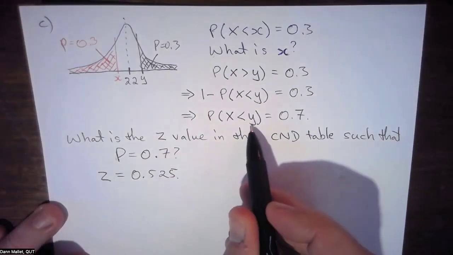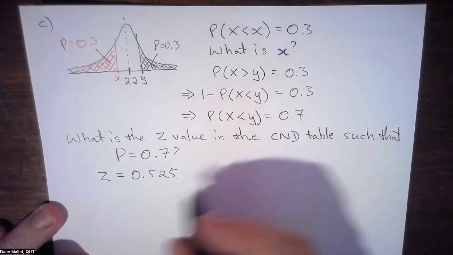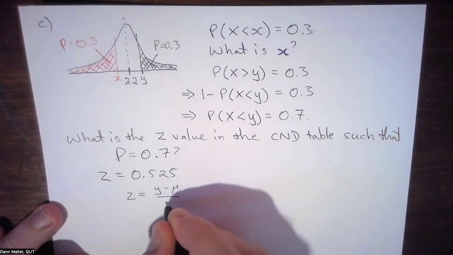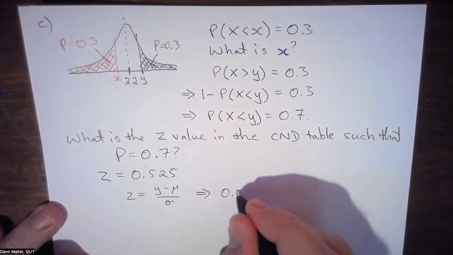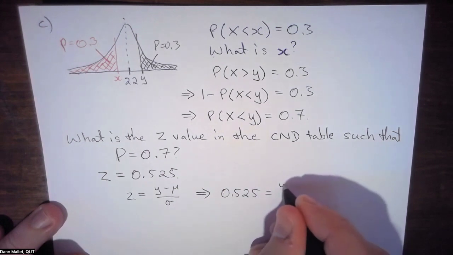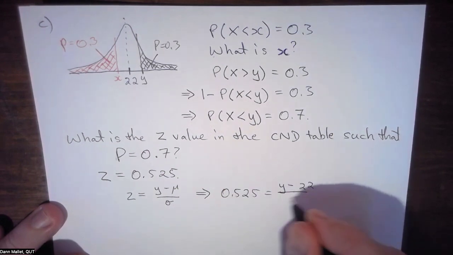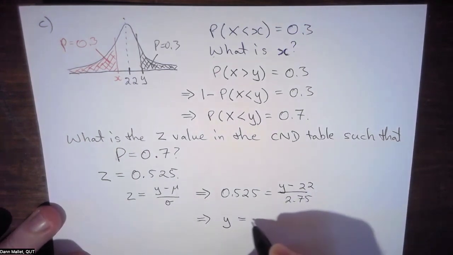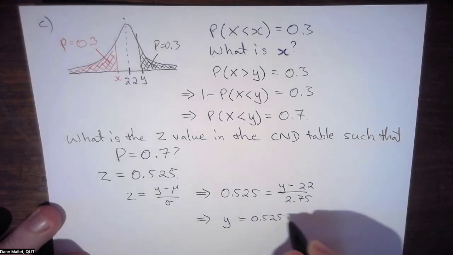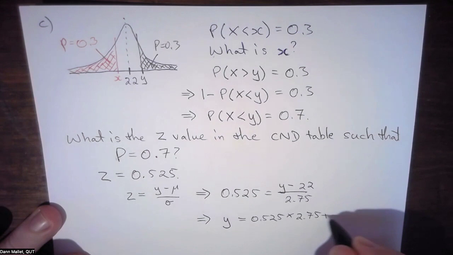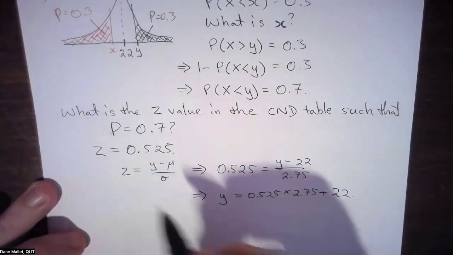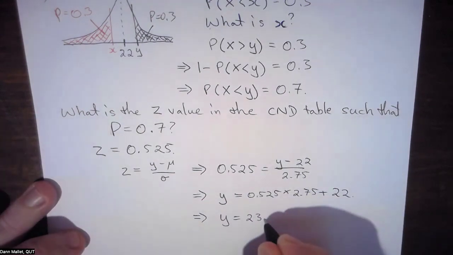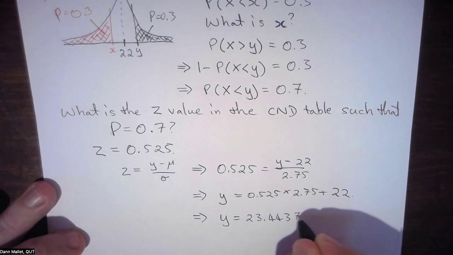Now remember that that's the standardized or normalized version of y. So we have z is equal to y minus mu over sigma. And substituting the values, we know 0.525 is going to be equal to y minus 22 divided by 2.75. We can rearrange that equation to get y is equal to 0.525 multiplied by 2.75 plus 22. Evaluating that, we find that y is equal to 23.44375.